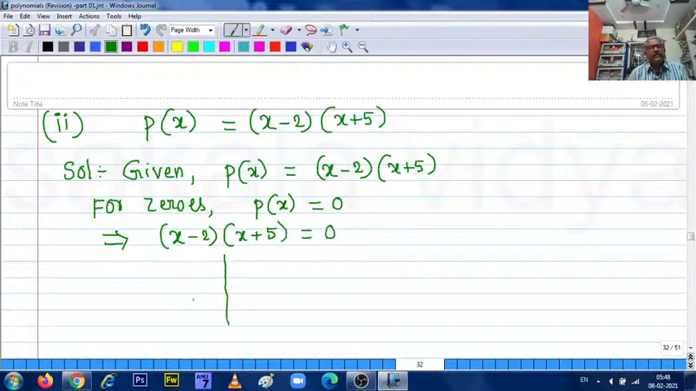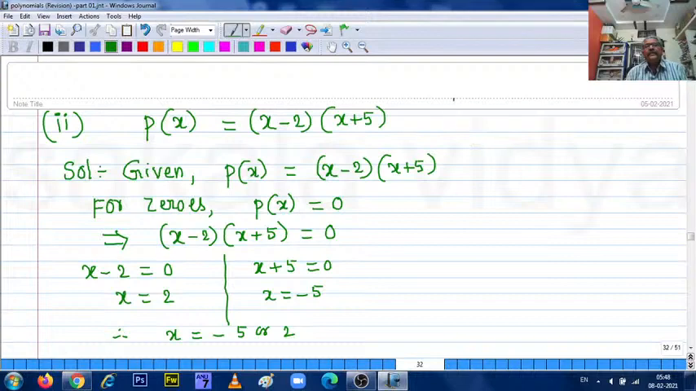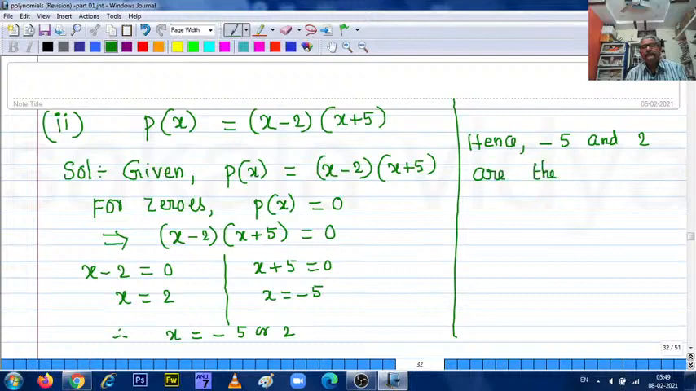So we get x minus 2 equals to 0 and x plus 5 equals to 0. Then what do we get? Yes, x is equal to 2 and x is equal to minus 5. So therefore x is equal to negative 5 or 2. So we can write the answer. So hence, minus 5 and 2 are the zeros of p of x equals to x minus 2 into x plus 5. I think you might have understood this question.